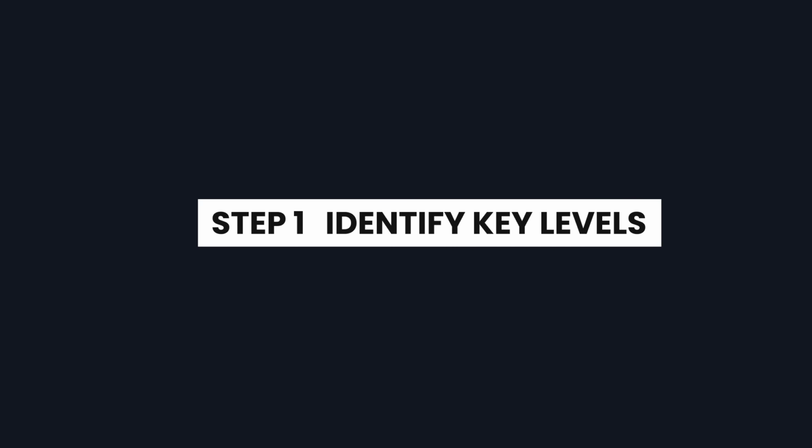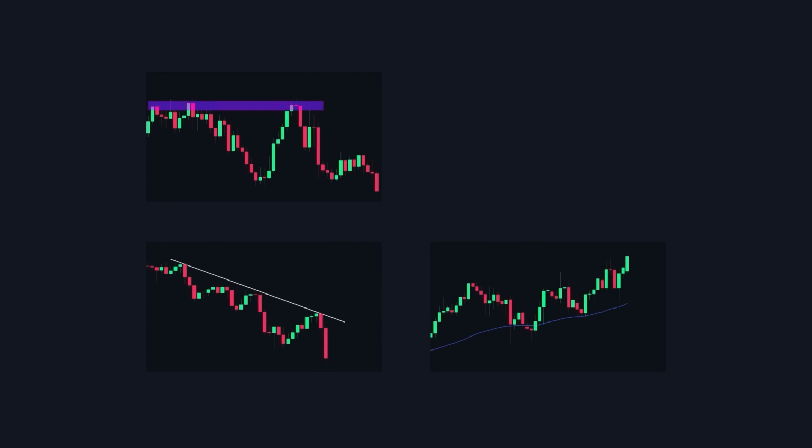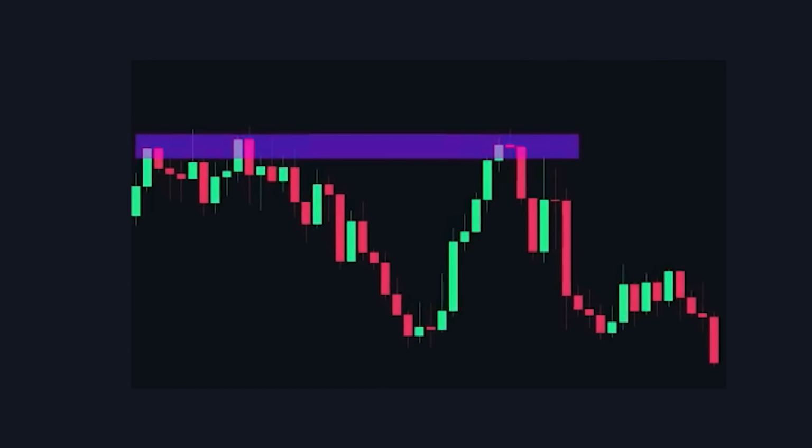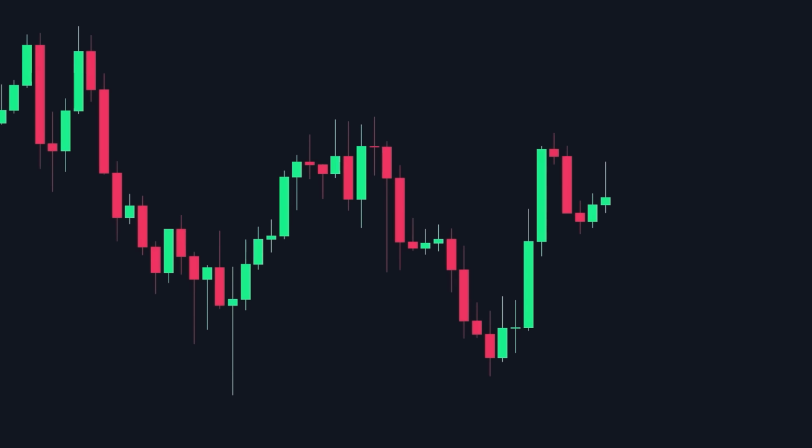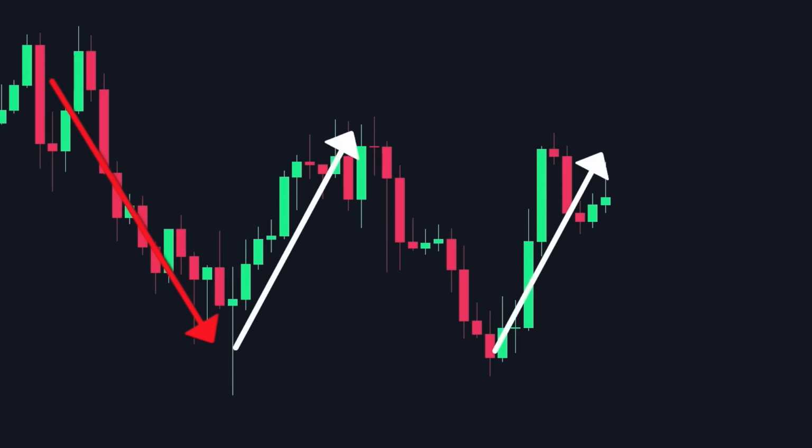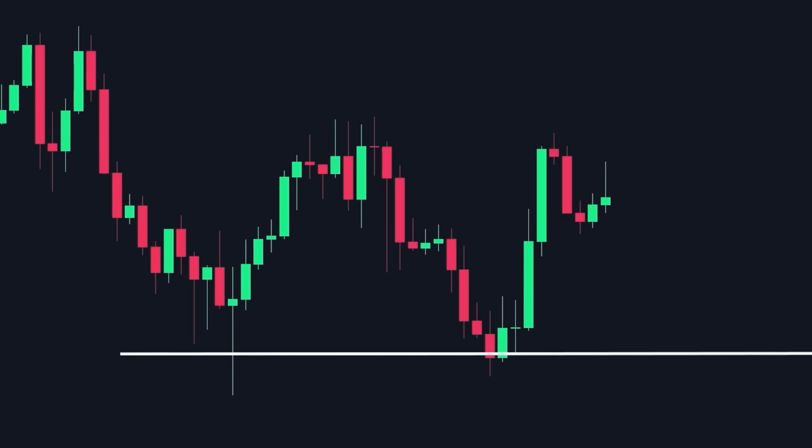The first step is identifying a key level on your chart. These could be support and resistance levels, dynamic key levels, trend lines, Fibonacci levels, or other significant price areas. For this example, let's focus on support and resistance levels and trend lines. Look at this chart where price has formed a clear downward trend and bounced twice at a specific area, creating a solid support level. Now we wait for price to interact with this level once again.